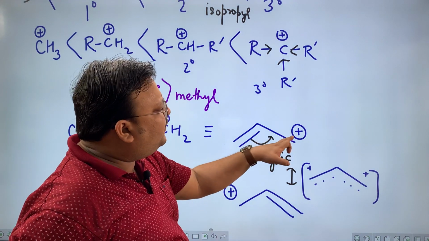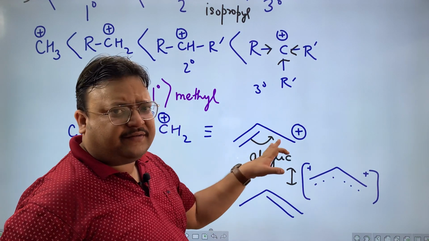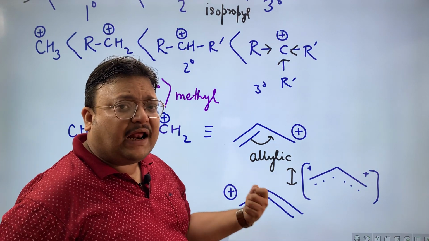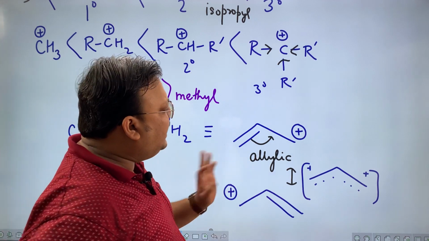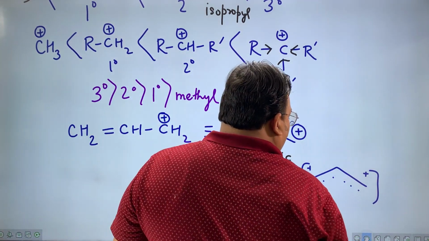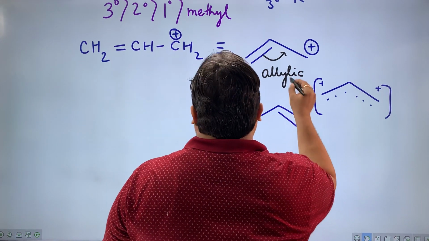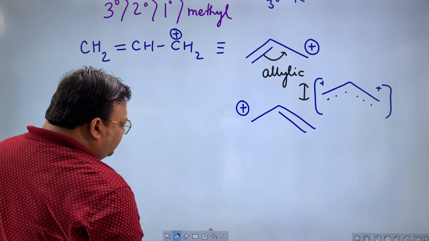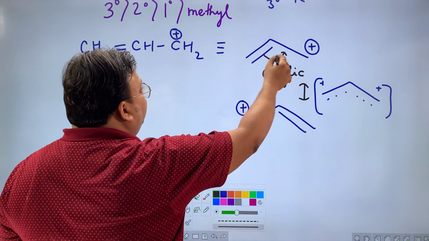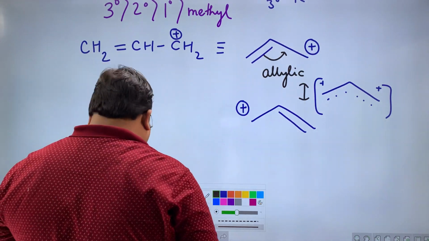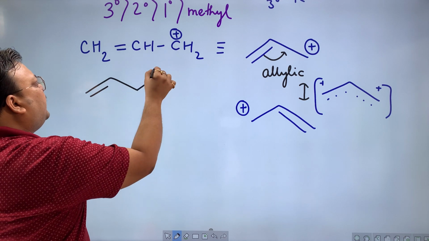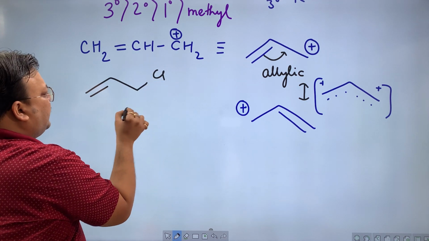So in one way the positive charge is distributed over two carbons. This will be more effective. And allylic carbocation is very very stable because of resonance. I told you carbon next to a double bond is called allylic, in the sense that if you have a chlorine here, you can call it an allylic chloride.